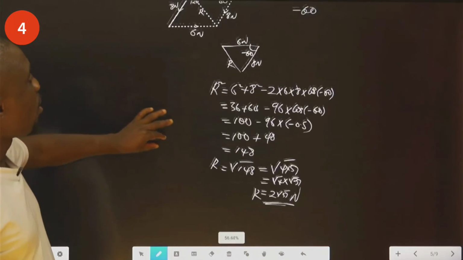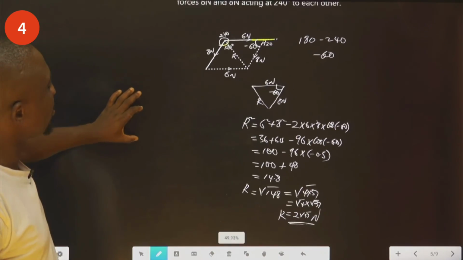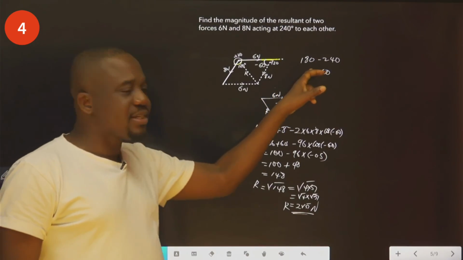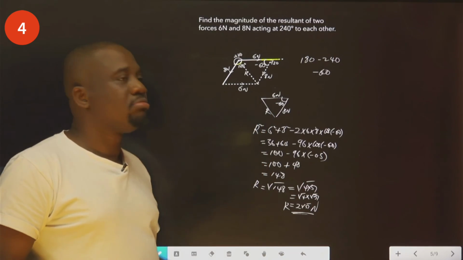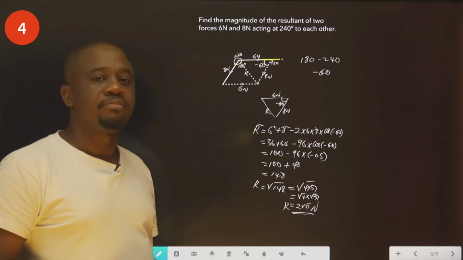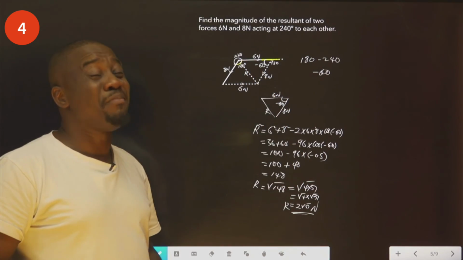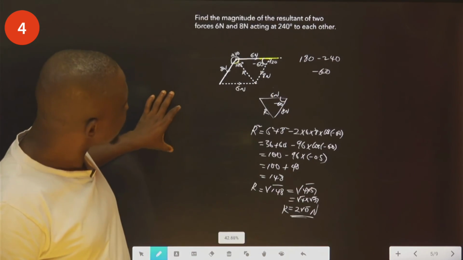Okay? Hope you understand the explanation. This is the place that cost some students this question. If you don't recognize that it is minus, all this is understood.